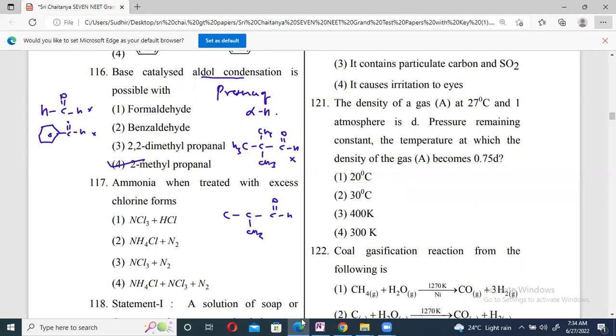and 2, beta, 2 methyl is there, 1 H is there, methyl. See, this hydrogen is an alpha hydrogen and because of that it has aldol condensation. 116, fourth option.